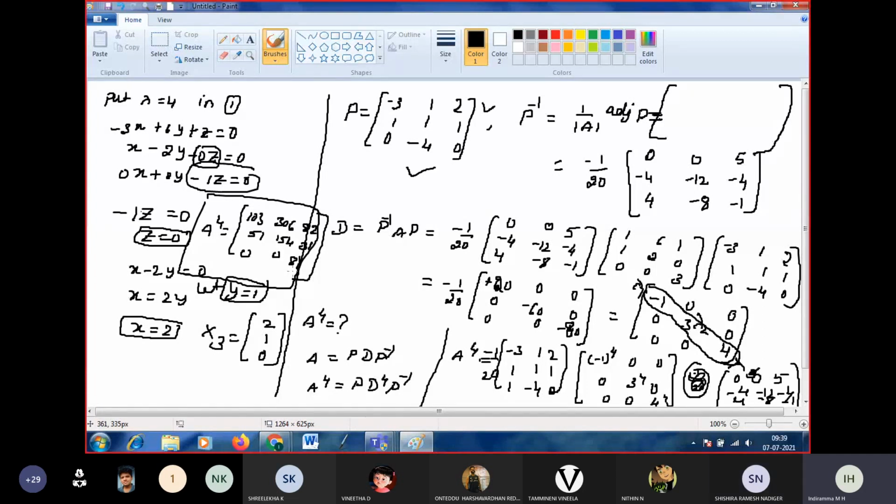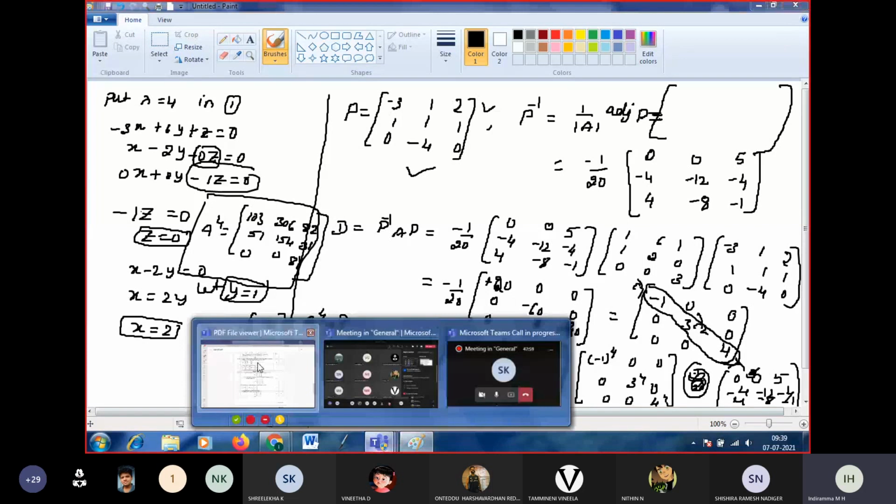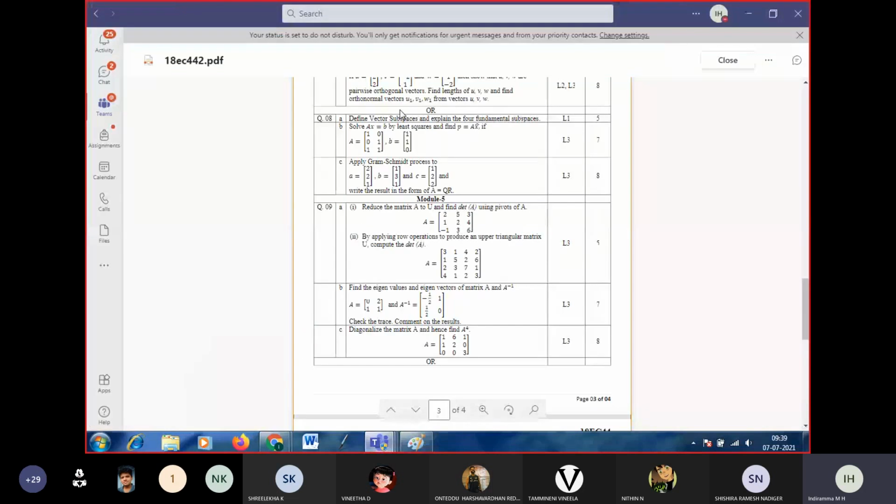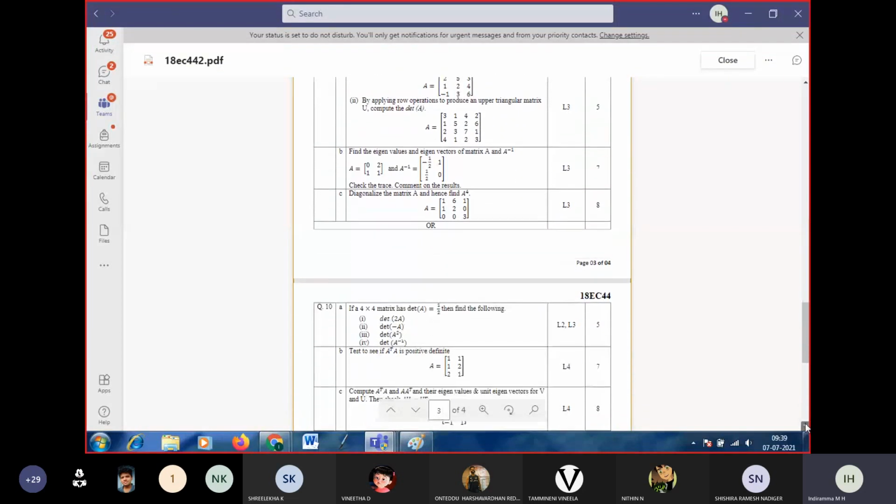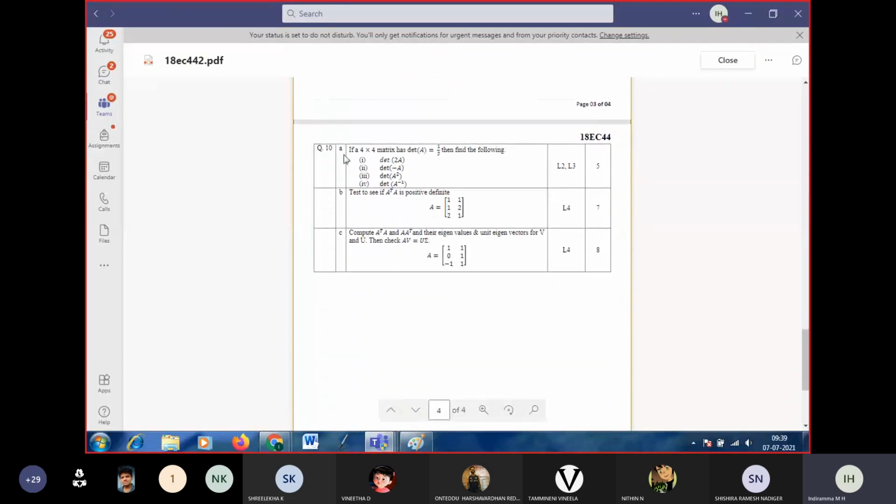Yes, ma'am. Okay, right. So this is regarding the question paper that you can see. We covered the 3 questions. Then if you come to the 10th question, check the 10th question. 10th A: if A is a 4 cross 4 matrix with determinant of A equal to 1 by 2, that we discussed in the last class using the properties of determinants. This problem we discussed. Next, test to see if A transpose into A is positive definite.